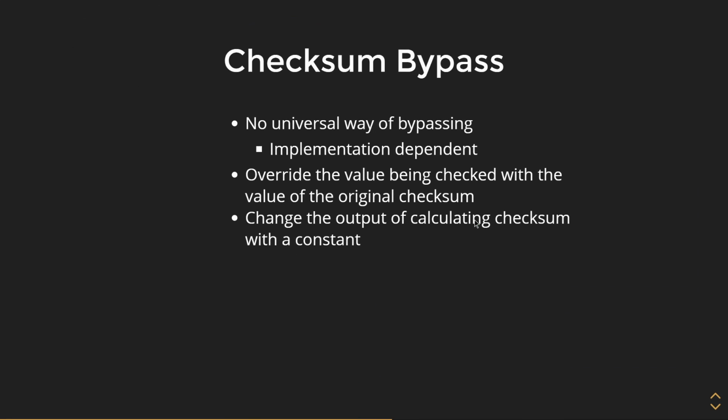For the bypass, there's no universal way of bypassing it. You can do this by modifying the output of the checks of the original checksum value. You can modify the output of the function, or in some cases you can patch it. But it's very much implementation dependent.